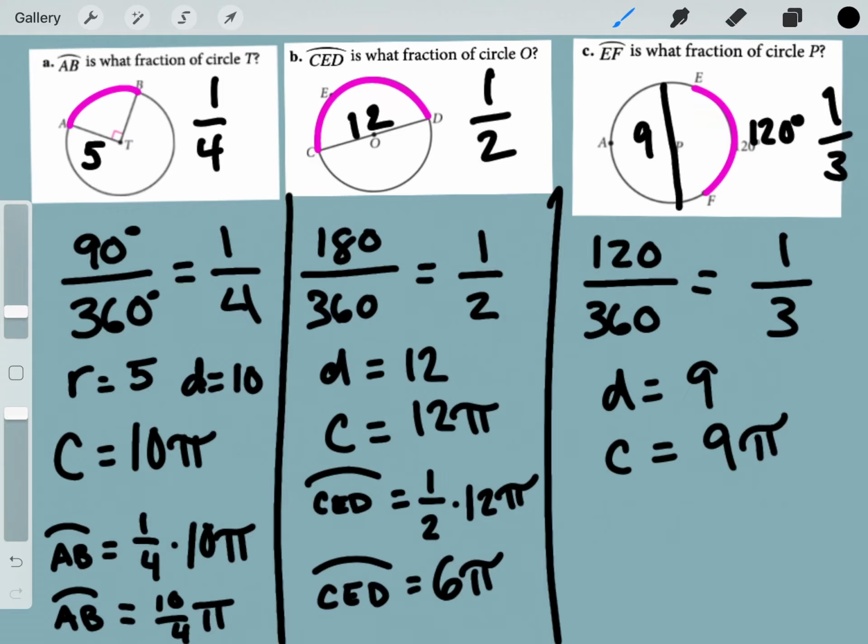And then what is the measurement of arc EF? How am I going to calculate arc EF? I'm going to multiply the fraction the arc takes up, which is 1/3, times the total circumference, which is 9 pi. So now I'm doing 1/3 times 9 pi, and 1/3 times 9 is just 3. So the answer to this full arc length is 3 pi.